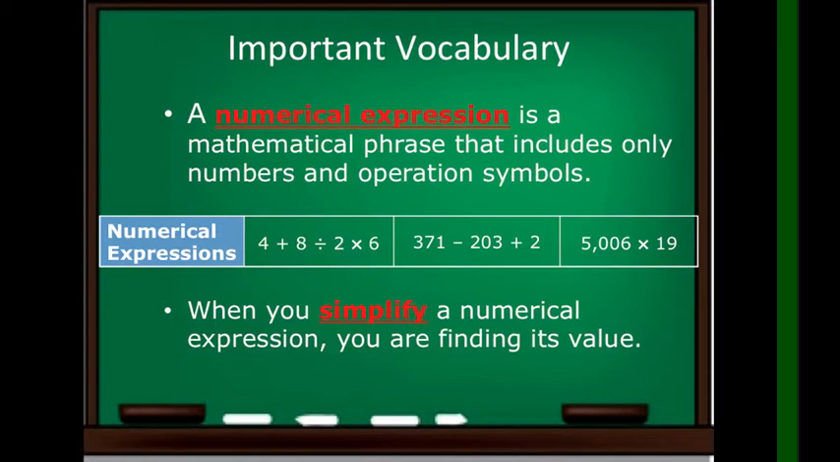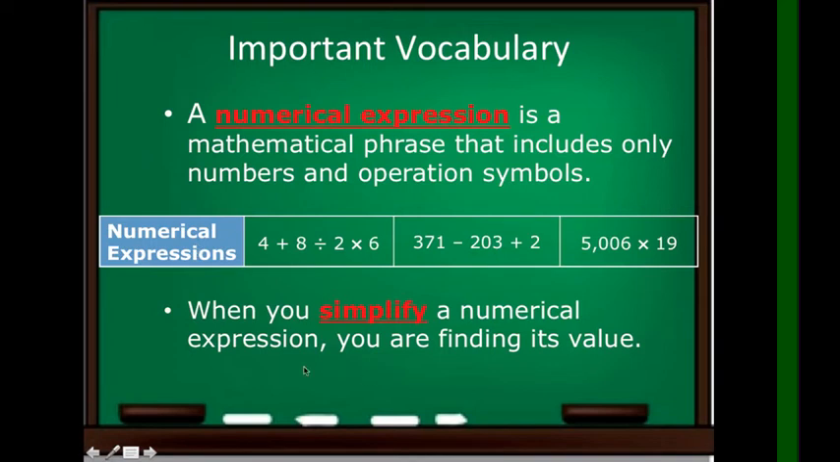Important vocabulary. When we are talking about numerical expression, it's a mathematical phrase that includes only numbers and operation symbols. So, mga numbers sila at operation symbol. Okay, ano ba yung mga operation symbol? Ito yung plus, minus, divide, tsaka multiplication. And then, pag sinabi namang mathematical numbers, these are the numbers that we know. Ito yung mga counting numbers. Numerical expressions, example, 4 plus 8 divided by 2 times 6, or 371 minus 203 plus 2, or 5,006 times 19. Itong mga to ay examples ng numerical expressions.